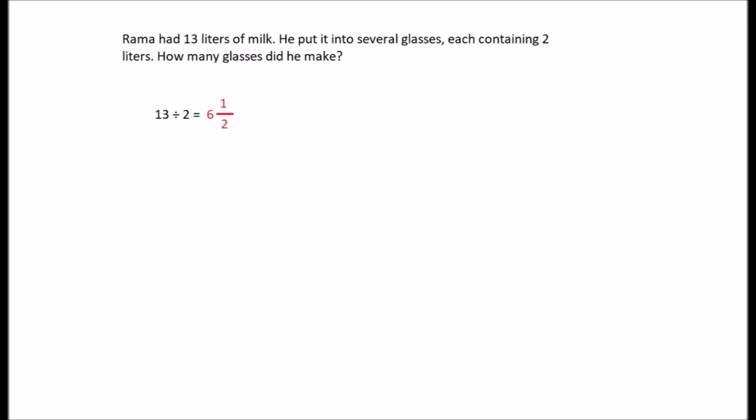However, because the question says how many glasses did he make, we can never have half a glass, so the real answer is only 6 glasses. Now how about the half? Well, the half here means half of 2 liters. Half of the glass, and each glass is 2 liters, so half of the glass will be half of 2 liters. So when the question is how many liters remain, we know that half of 2 means half times 2. Put this in your mind: of means multiplication. So half of 2 is half times 2, and the answer is 1 liter.